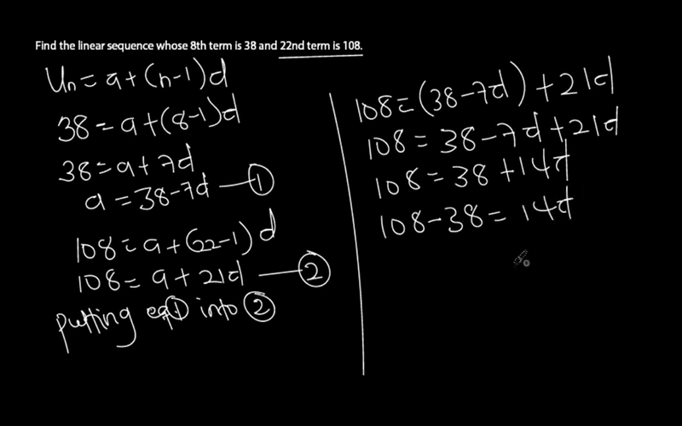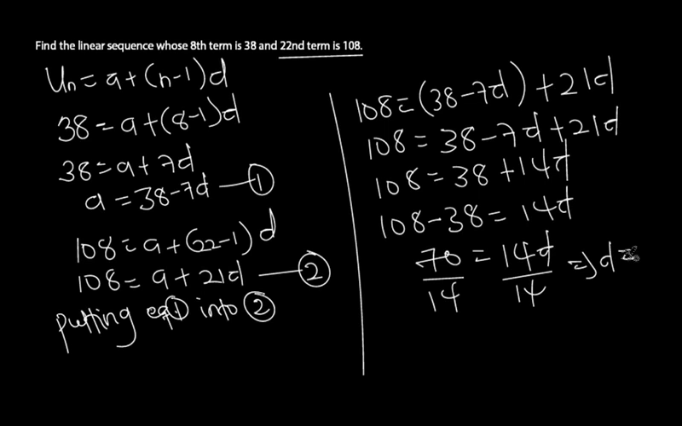So over here, let me point this quickly. So we have 108 minus 38, sorry, will give us 70. So we have 70 is equal to 14d. So we divide both sides by 14, and then we will have our d to be equal to what? 70 divided by 14, we have our d to be equal to 5. So it means our difference in this example is 5.